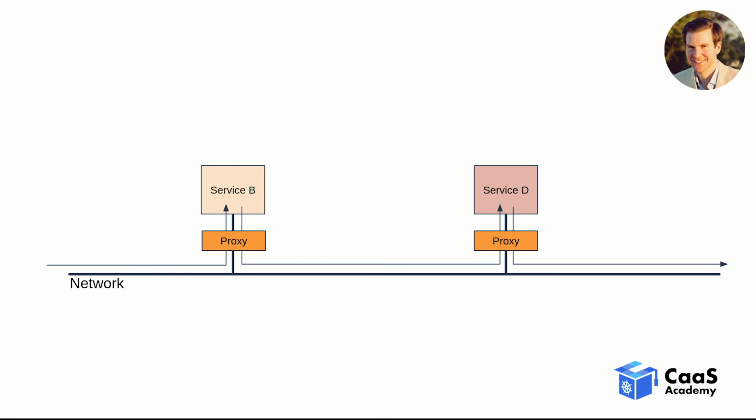Now, the proxy needs a lot of runtime information about what's going on in order to do its job correctly. It needs to know what service D is, what its IP address is, how many instances of service D there are, which ones are healthy. It needs to know the configuration: how many times should I retry, at what point should I cut the connection, should I be encrypting, and if so, with what keys. All of that runtime information needs to go in the proxy.